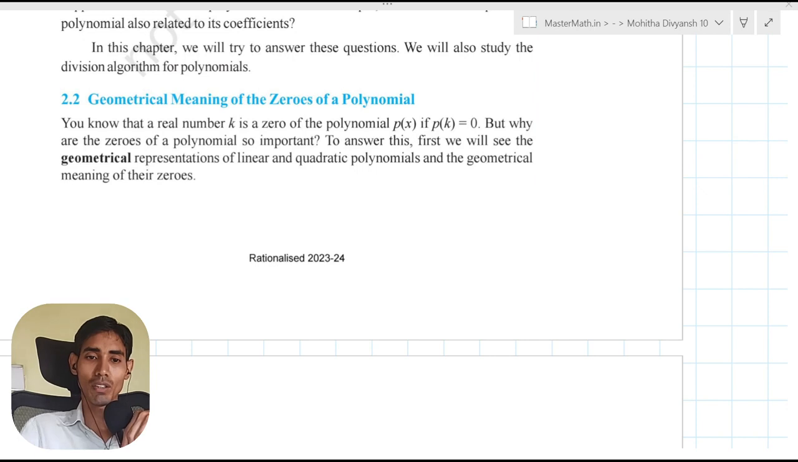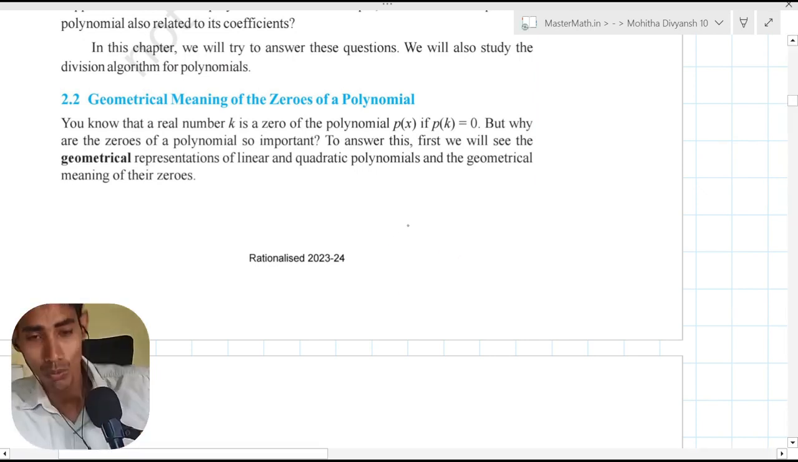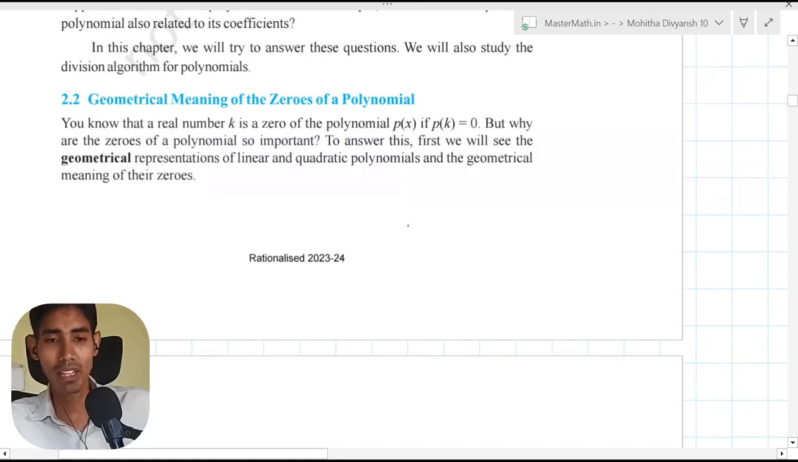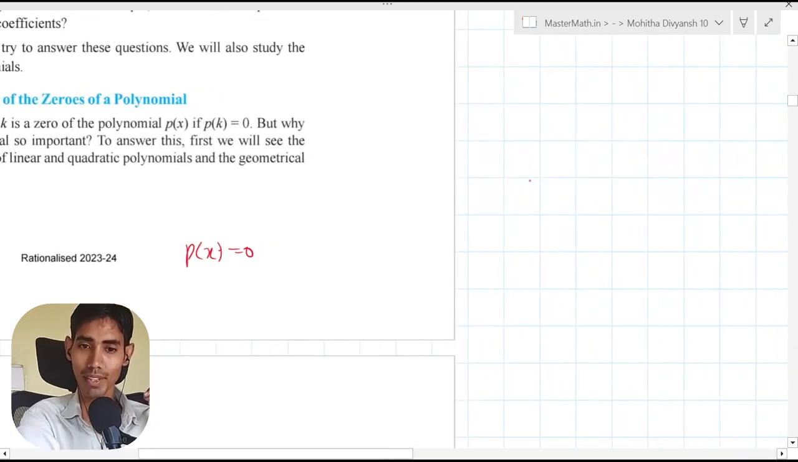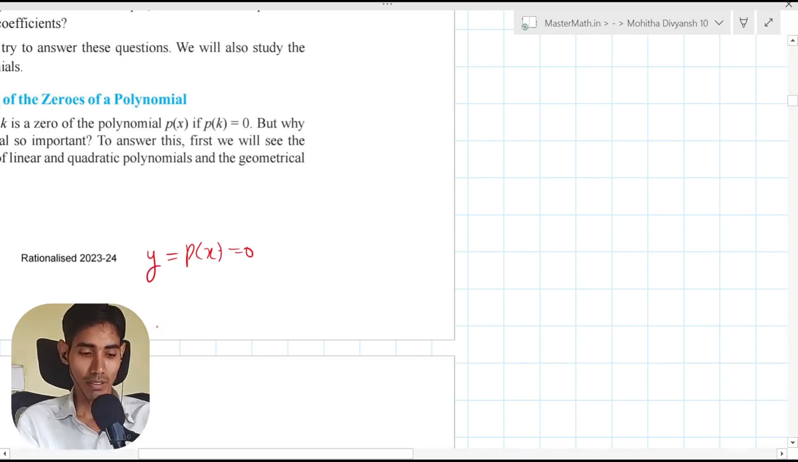So, the geometrical meaning of zeros. What we did was, we had p(x) equal to 0, right? We take this as y and we make a graph out of these.